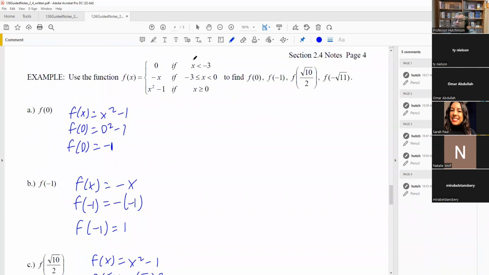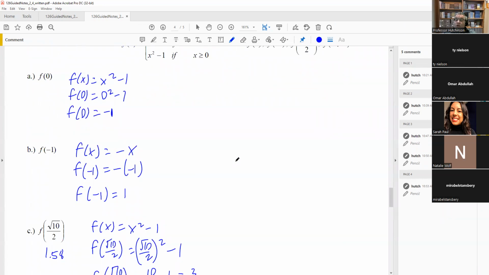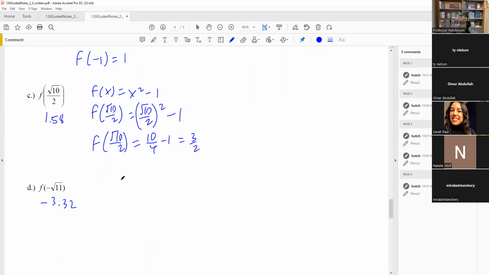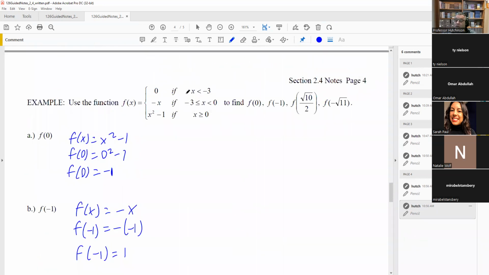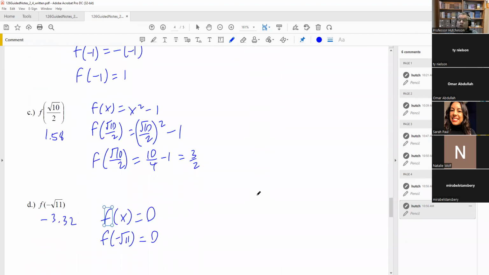Since I have something that is less than negative 3, that means that my y value is going to be automatically 0. So there's actually nothing to plug into this at all. Anytime my x value is less than negative 3, my y value is always going to be 0. So here's the equation I'm using: f of x equals 0. That was the first equation. If I put square root of negative 11 in there, I'm still going to get 0 for the answer. So that's my answer for part D. It's 0. Again, anything that is less than negative 3, automatically the y value is going to be 0. And that's what you get for that one.